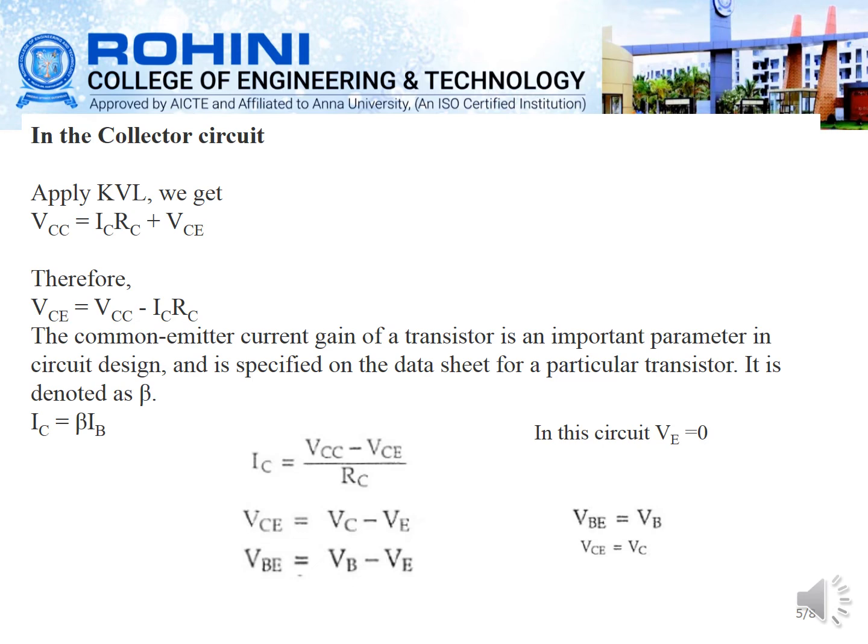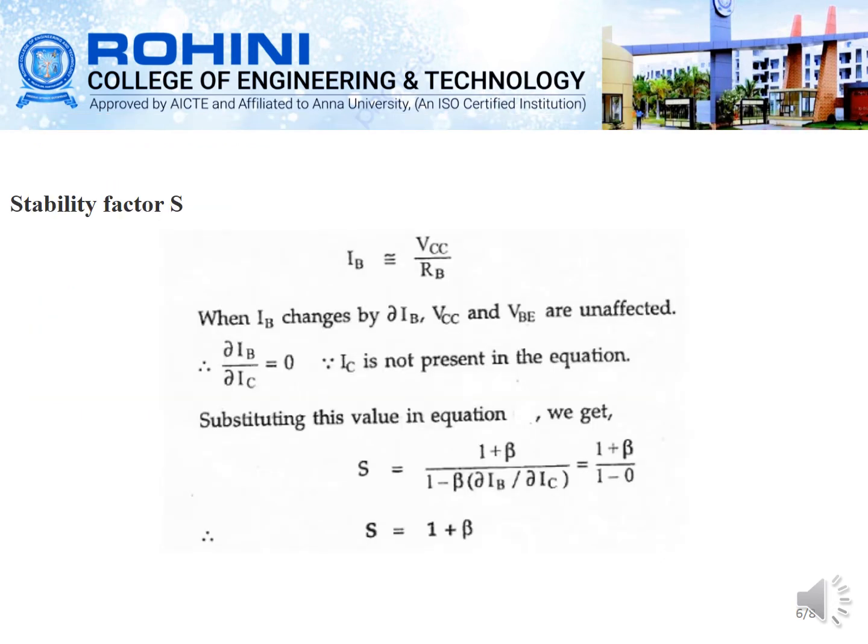So if you are substituting the value of V is equal to 0, since it is a common emitter configuration, this emitter terminal will be grounded, so there will not be any current conduction. So hence it becomes V is equal to 0. So when V is equal to 0, you can write the equation as VB is equal to VB and VC is equal to V. To find the stability factor, IB value is nothing but VCC by RB.